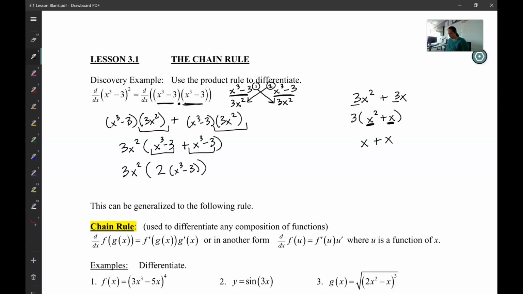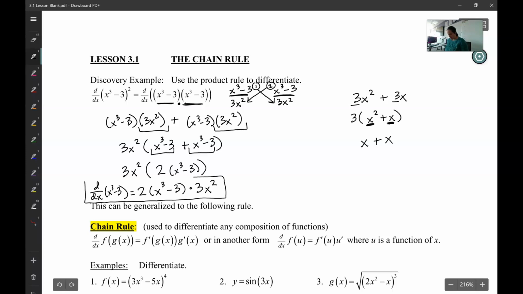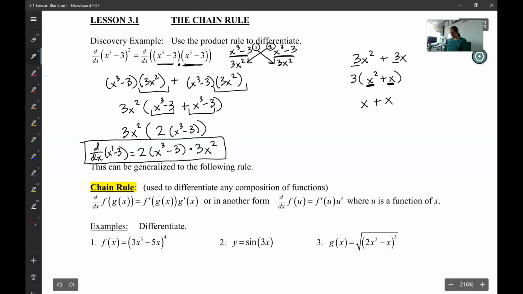And then I'm going to do one last thing. I'm going to rearrange things a little bit, just so that you can see this. Now we know those are the same thing, so that's okay. So I know that the derivative with respect to x of x cubed minus 3 equals that whole thing. Now, this is actually your chain rule in action. So let's generalize this. Here's your chain rule.